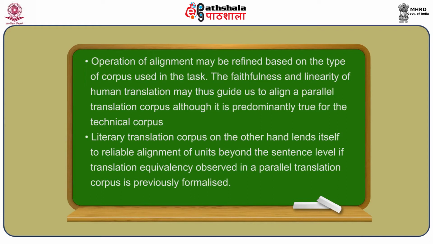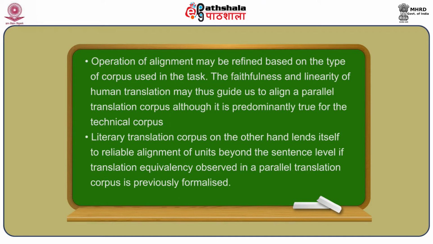If a parallel translation corpus asks for a high level of faithfulness to the original, as happens in cases of legal and technical texts, close alignment between sentences, phrases, or even words becomes mandatory. In cases of non-technical texts, such as novels or fiction, alignment at larger units at paragraph level or at chapter level will suffice. Therefore, the operation of alignment may be refined based on the type of corpus used in the task.